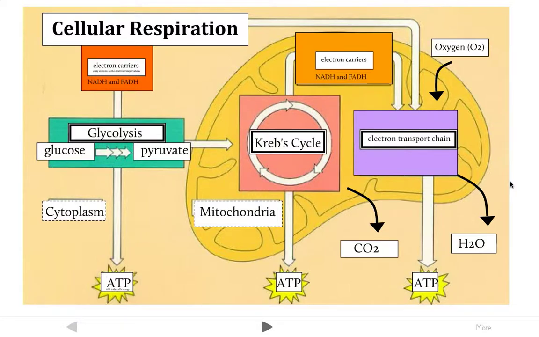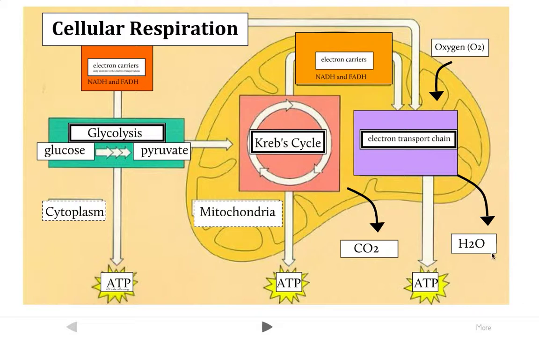Alright, we're going to talk about cellular respiration. Cellular respiration is the opposite of photosynthesis. In photosynthesis, you have carbon dioxide and water come into the cell, and oxygen and glucose leave the cell. In cellular respiration, you have glucose and oxygen come into the cell, and carbon dioxide and water leave the cell.